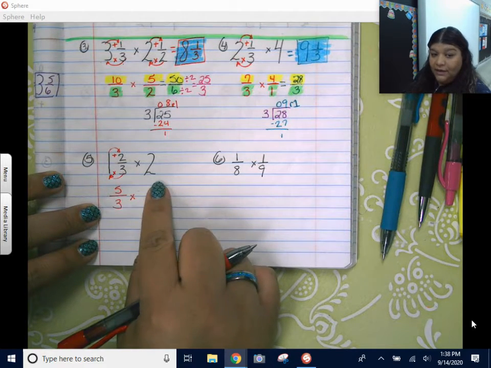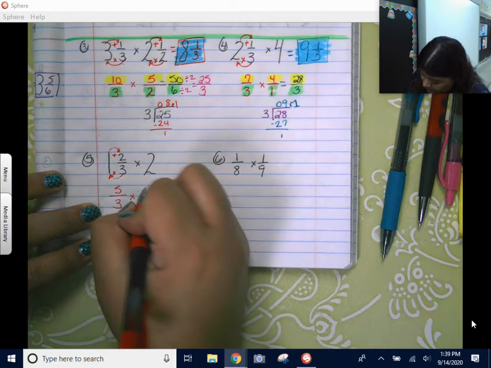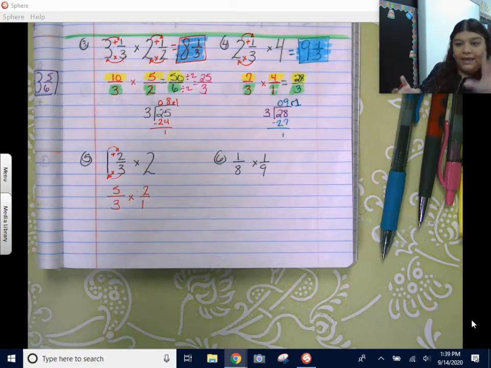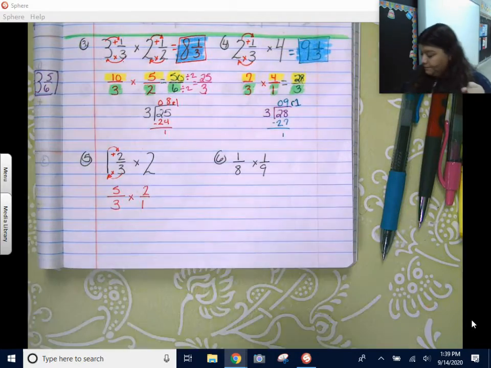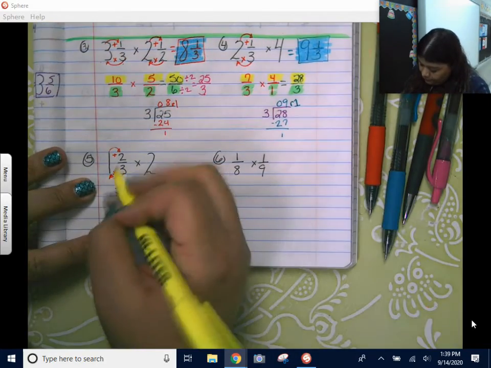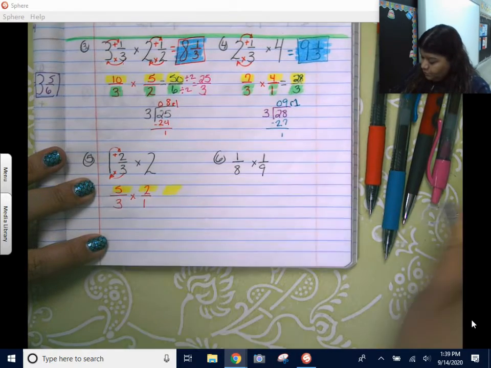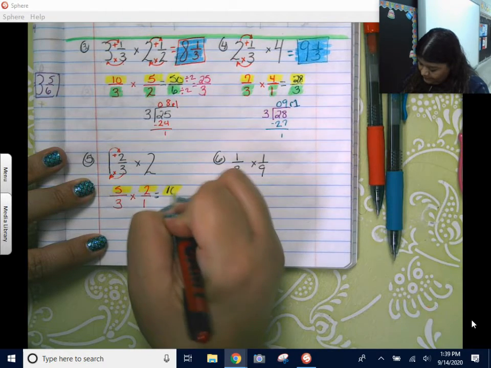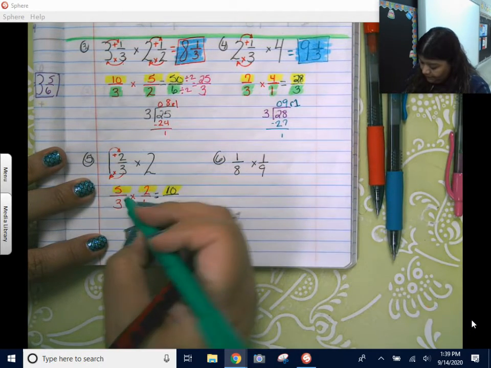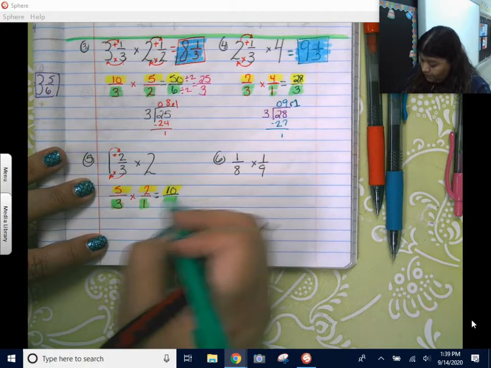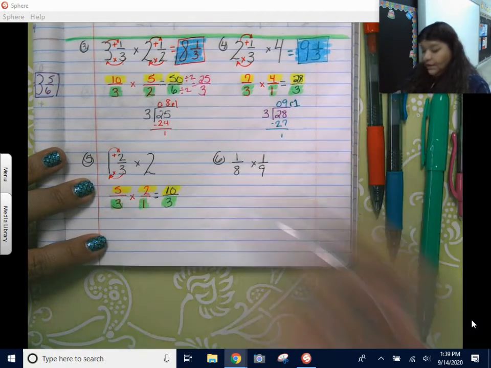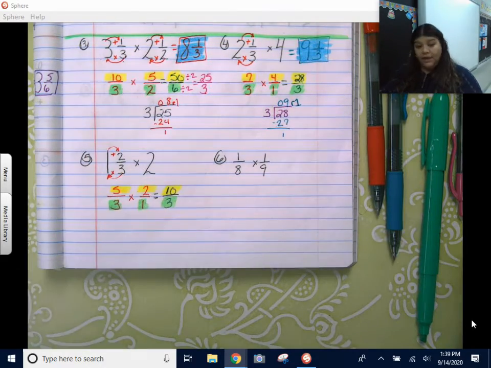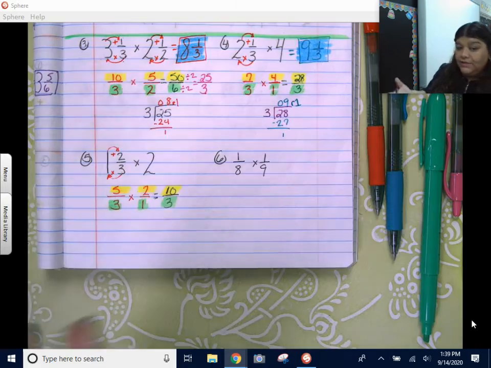Whole number. Remember what we put underneath any whole number that's by itself? We put a 1 underneath it. Okay, because if I divide 2 divided by 1, I get the whole number 2. That's why that works, okay? Now, numerator times numerator. So 5 times 2, 10. Denominator times denominator, 3 times 1 is 3. I asked myself, can I simplify 10 and 3? No, I can't. There's no number.